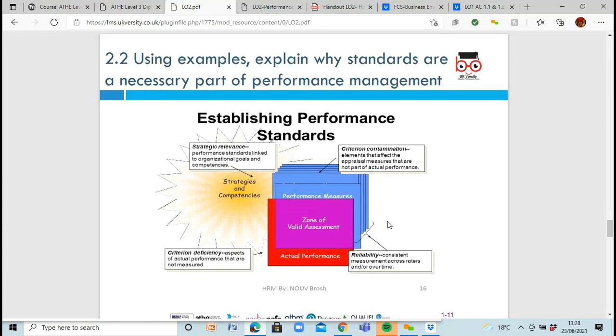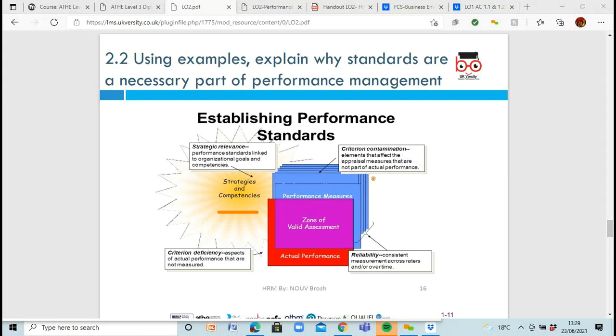So when we're looking at establishing performance standards, we're going to look at this little image here. Now on this, we're just looking at strategies and competencies. So these things, don't be afraid of it. It looks a little complicated, but it's not. So we're looking at what the criteria is.